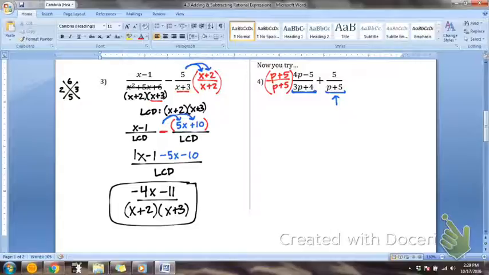What is p plus 5 missing that the other one has? 3p and what? Well, it has 5, so it has 4. Plus 4. Because remember, it's one entire term. It's not just a 3p and it's not just a 4. It's the entire thing, right? Okay, now that I've got you set up, use your LCD. Combine like terms.